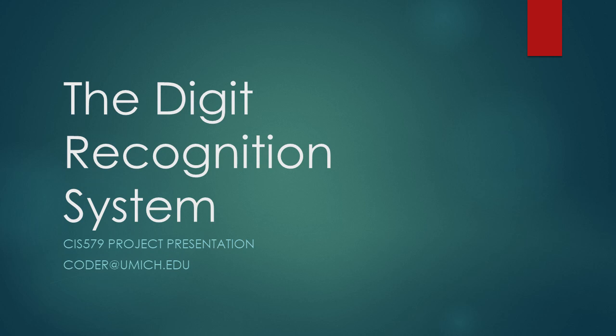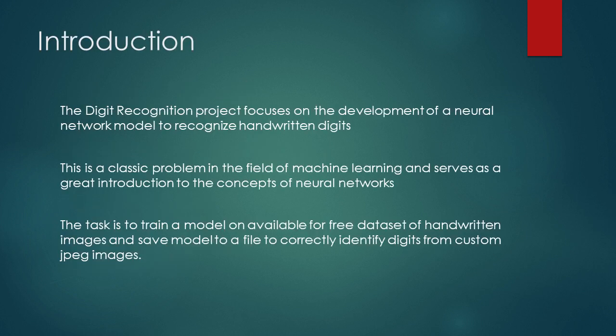The Digit Recognition System, CIS579 Artificial Intelligence Term Project by Kirilo Crisco. The Digit Recognition Project focuses on the development of a neural network model to recognize handwritten digits.